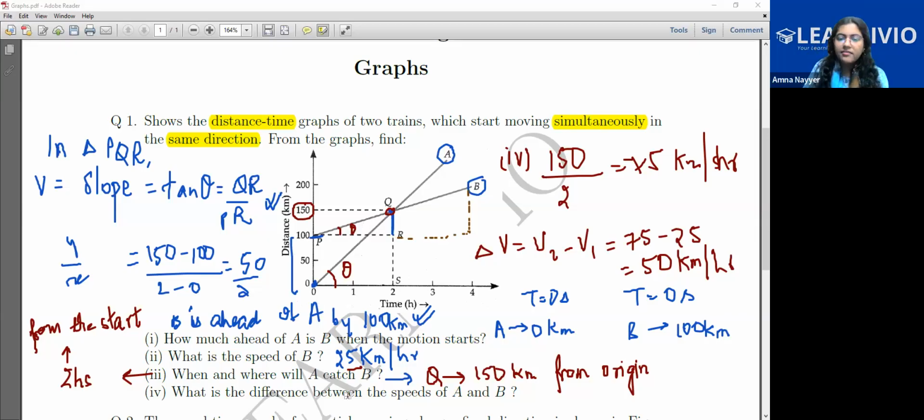Third part: when and where will A catch B, meaning at what point are they intersecting? This is what is meant by the question through this statement. They are intersecting at point Q, so it is asking you the coordinates. How will you write point Q as your answer? Point Q means 150 kilometer from the start, 2 hours from the start. That's it. What is the difference between the speeds of A and B?